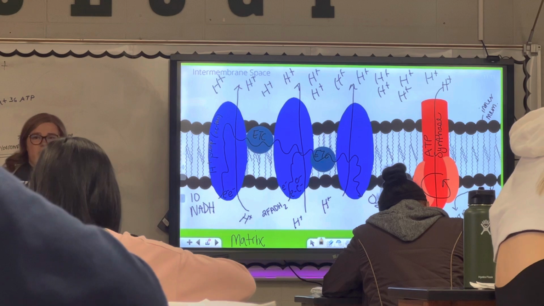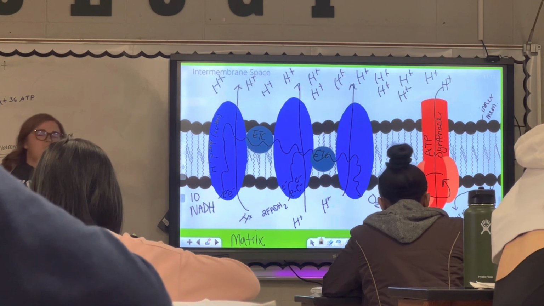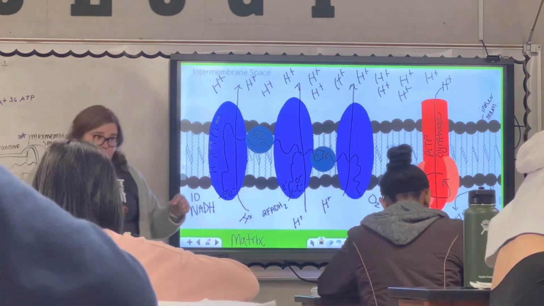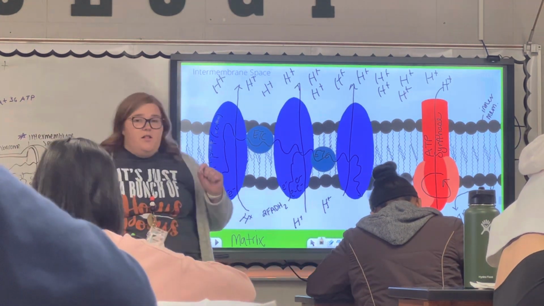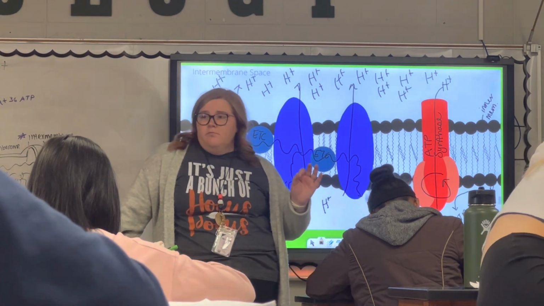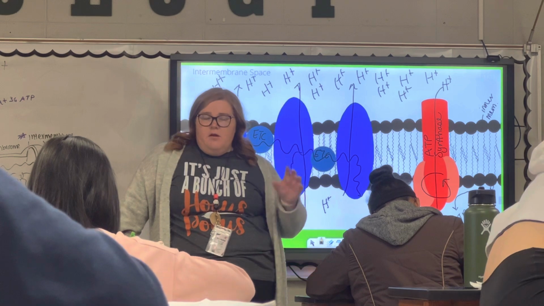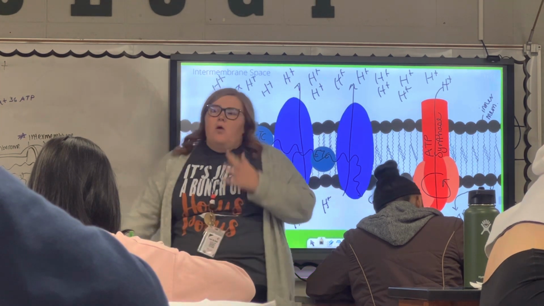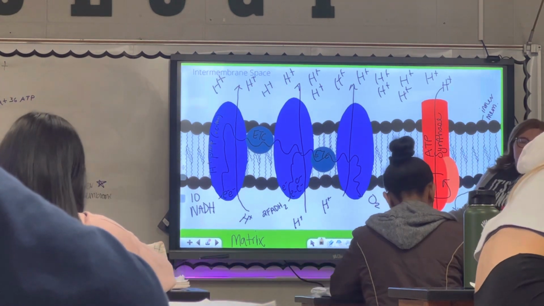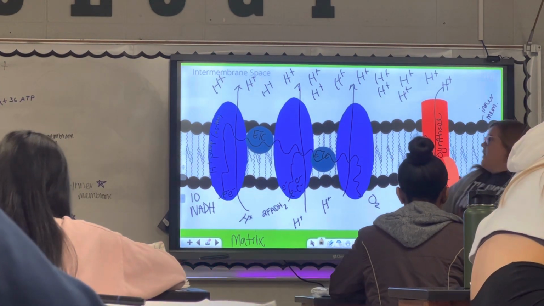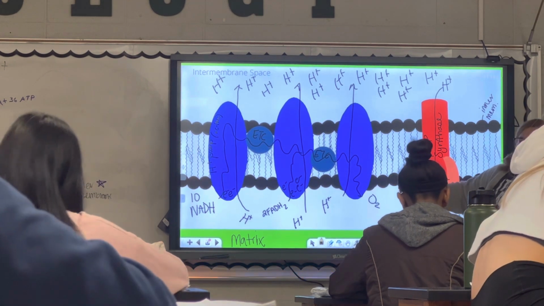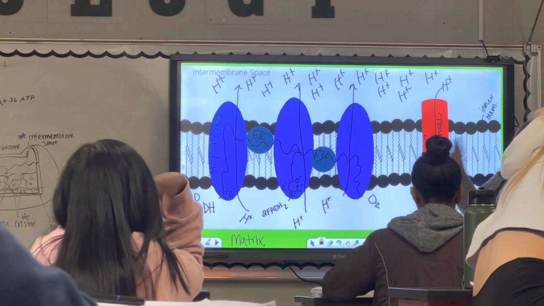I want you to write this down. Oxygen has an official name in this process. It's called the final electron acceptor, with an A. Without oxygen here as the final electron acceptor, the electrons would not move across. So if there's no oxygen, this cannot take place at all.